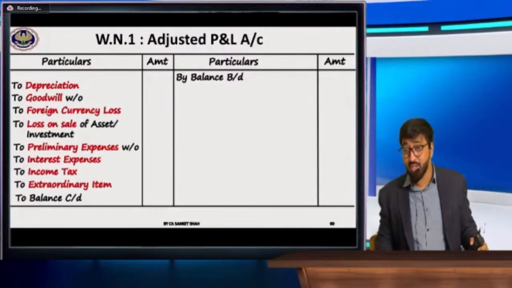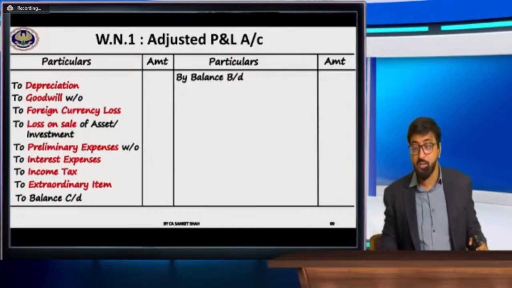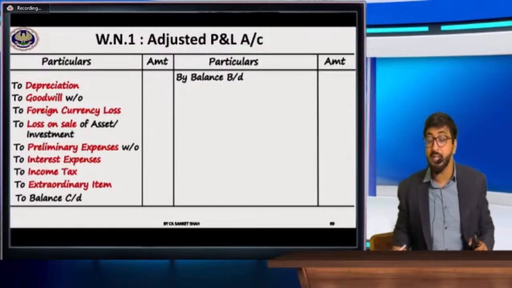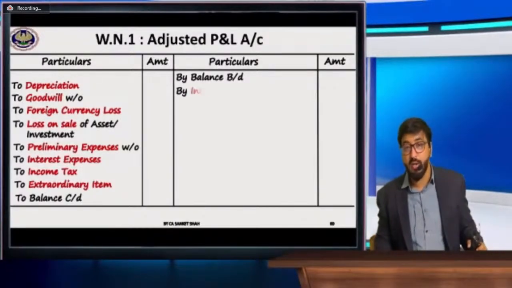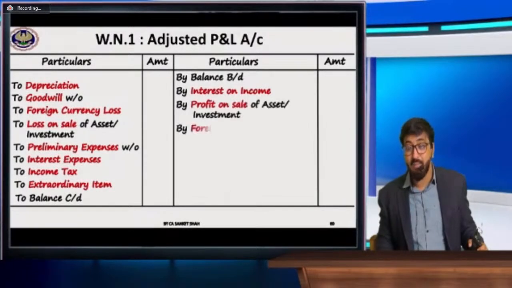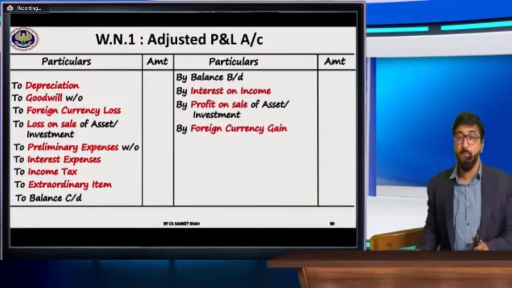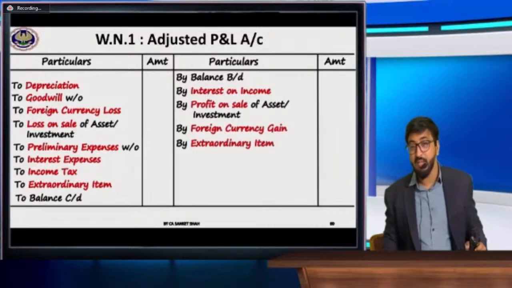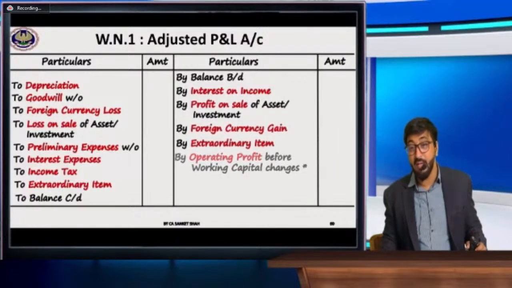And any extraordinary activity, that is loss due to fire and loss due to flood and so on, all this will come under what? Extraordinary activity. By interest on income, this is investing income, and by profit on sale of assets, and by foreign currency gain, that is an extraordinary item. If any income, insurance claim, that you are going to less it. So credit side you are going to deduct it, and debit side you are going to add it.